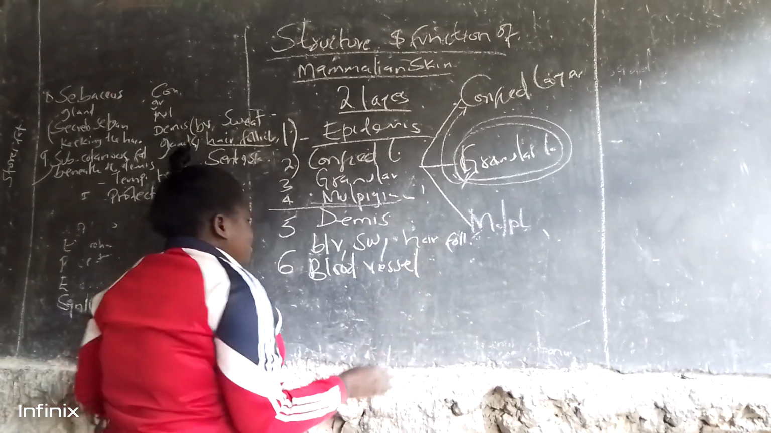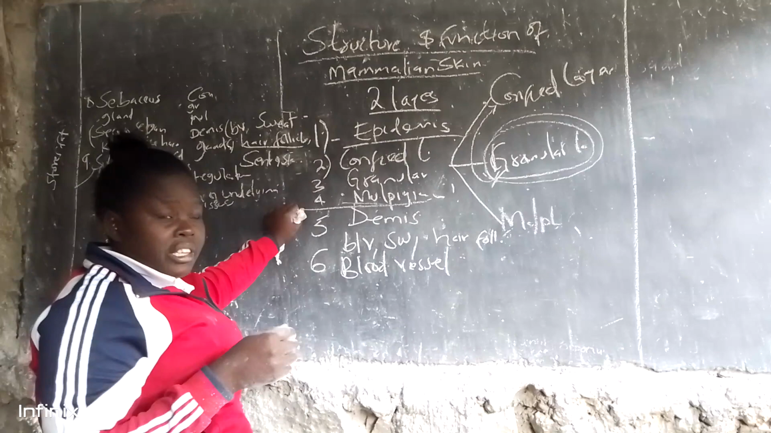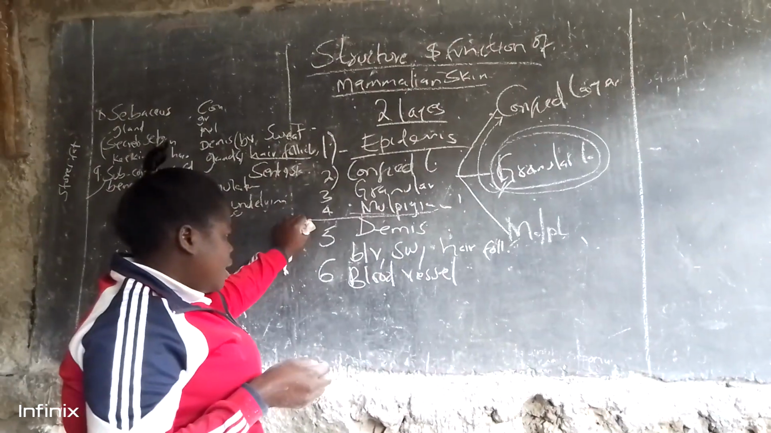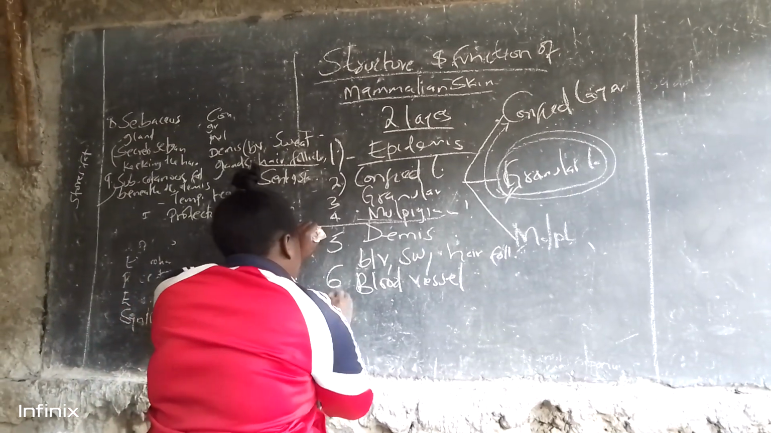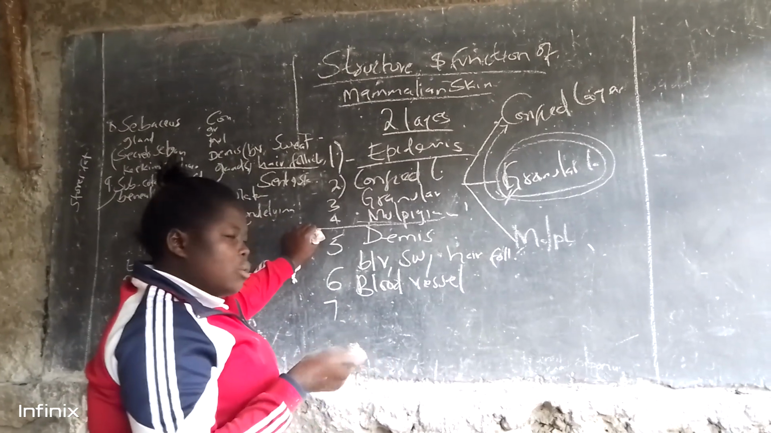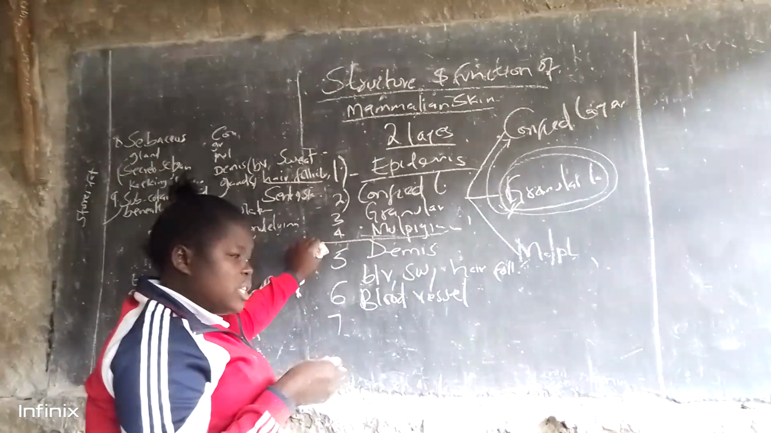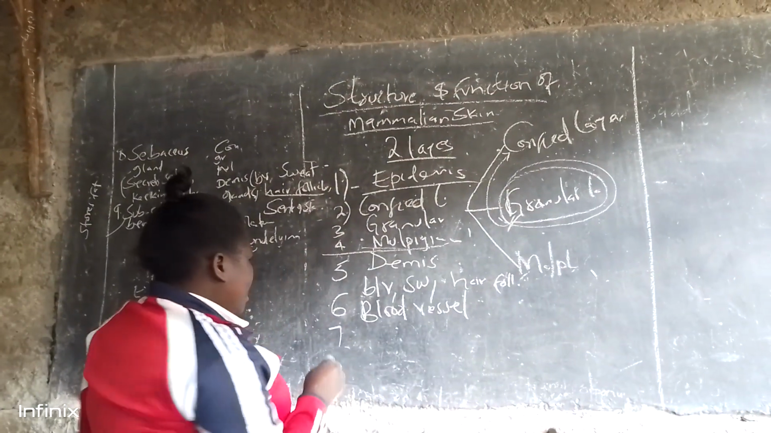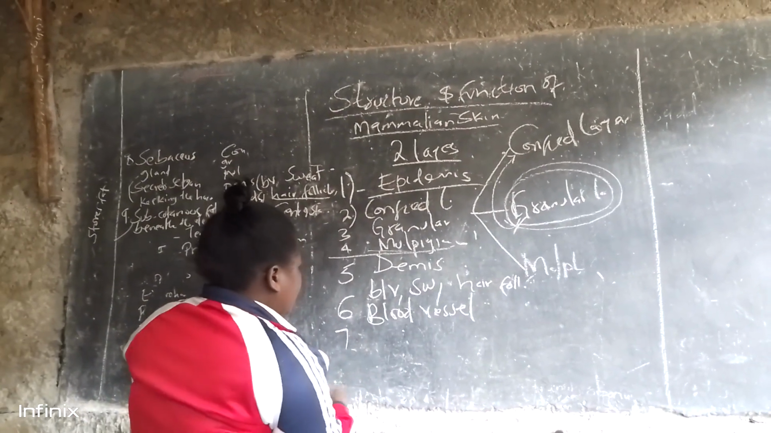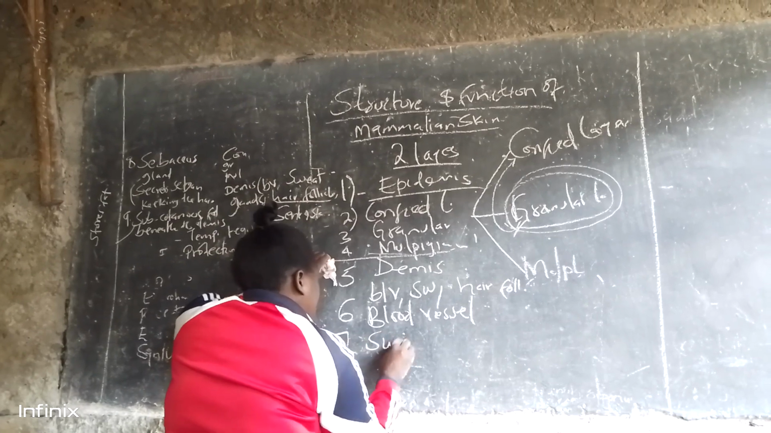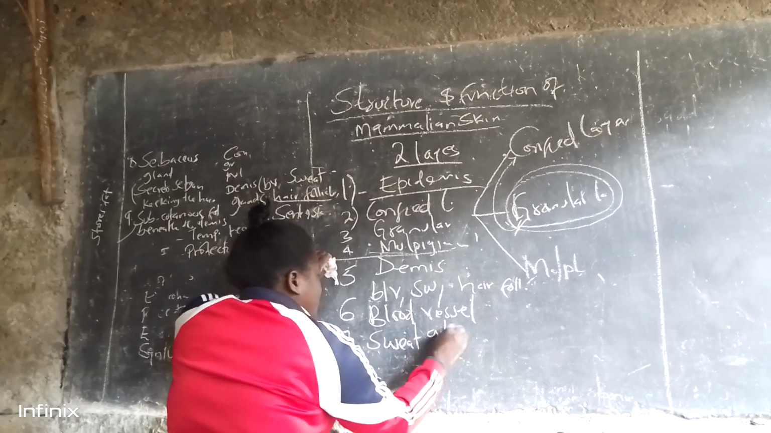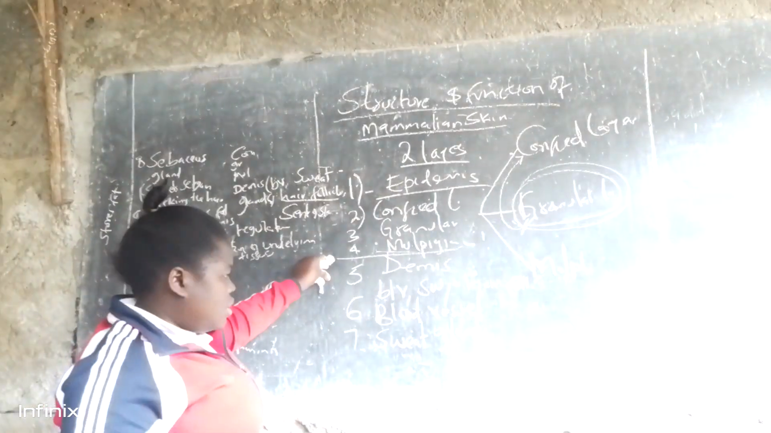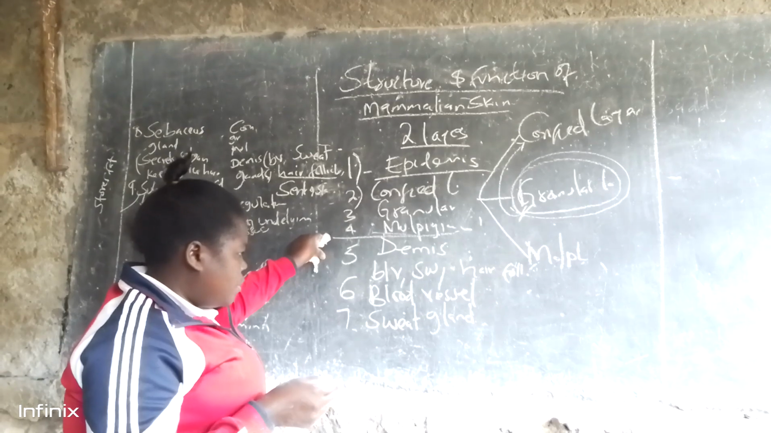As you know, blood vessels are used for transportation of oxygen and even substances or nutrients in and out of the skin of the body. Then we talk about number 7, the sweat gland. The sweat gland is where sweat is formed, which is then excreted through the skin.